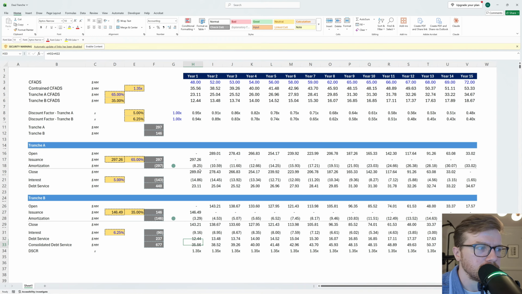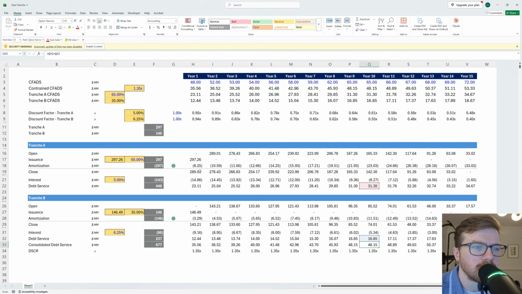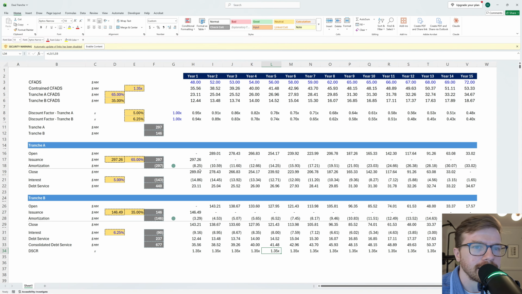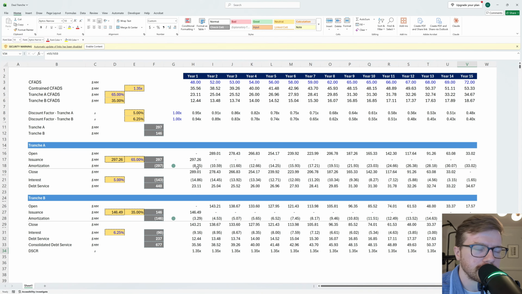The next thing you've got to do is tabulate your consolidated debt service. So just adding up the debt service per tranche. And then your DSCR is going to be just like every other DSCR, but you're going to use your global CFADS versus your allocated CFADS. And that's essentially how you're going to do a tranche by tranche sizing exercise.